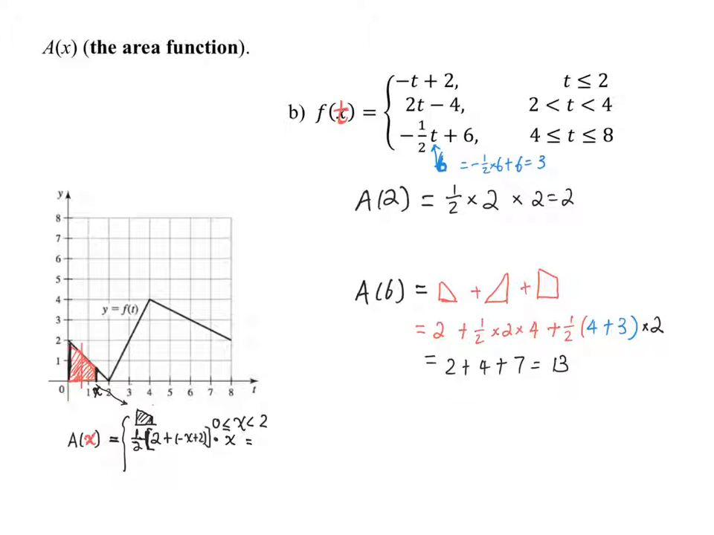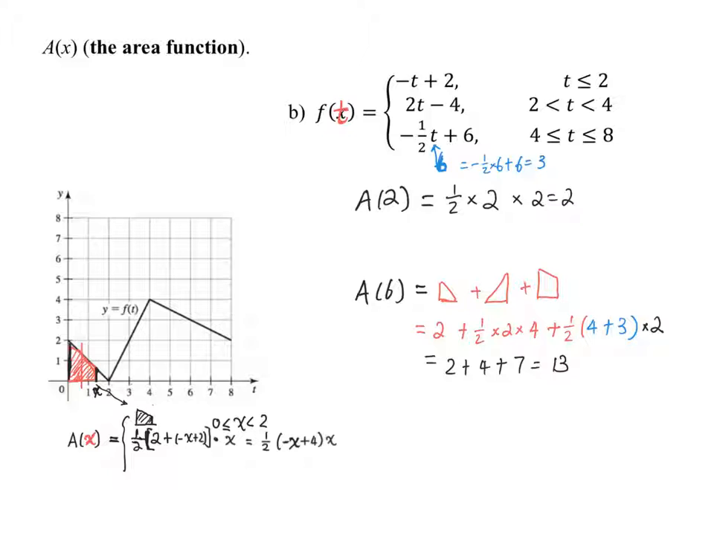So you can verify this algebra for me, but after a little simplification this is 1/2 times negative x plus 4 times x. I'll just leave it like this. So this is when x is in between 0 to 2.